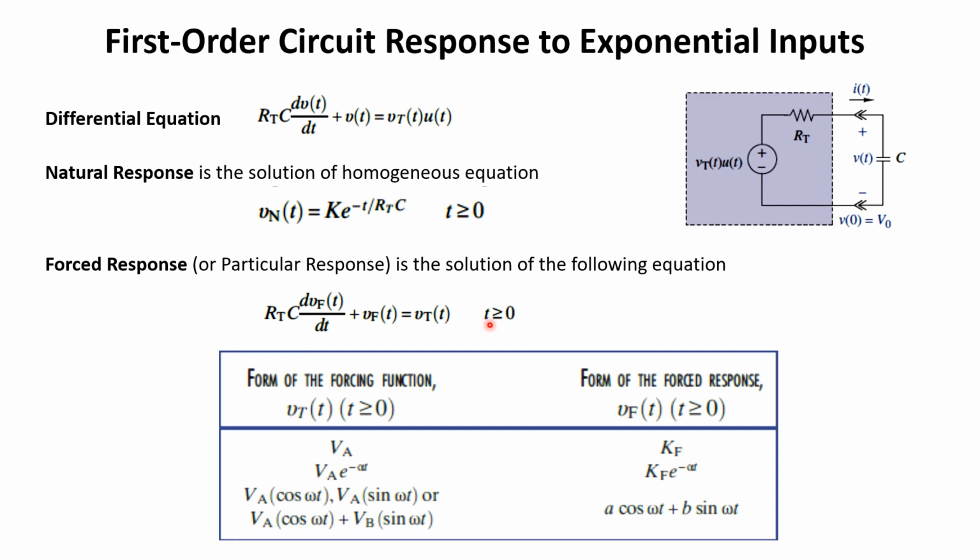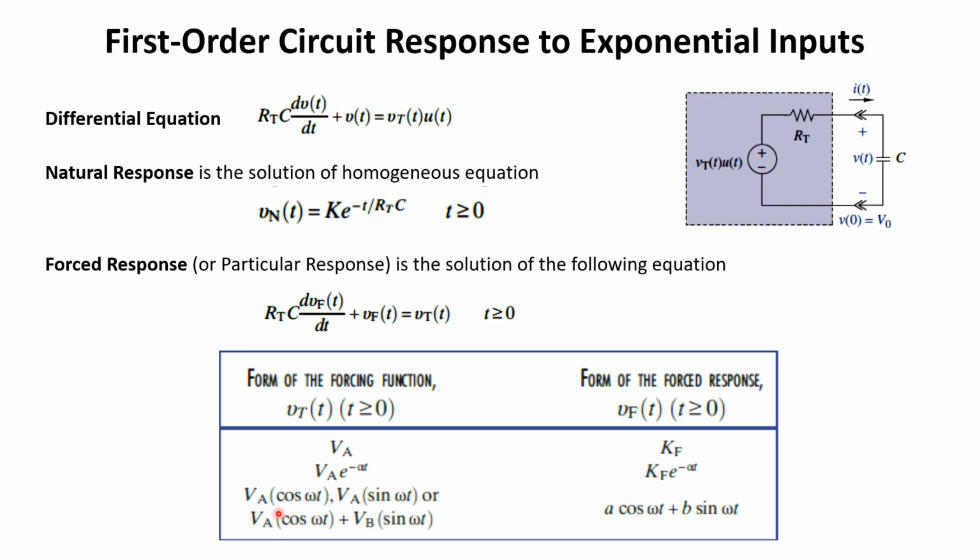Now the forced response will depend on the form of the forcing function. I will repeat again, this is the forcing function. It may be a voltage source, it may be a current source, and then the form of the forcing function. If the forcing function is a constant voltage, VA, the forced response will be a constant. If the forcing function is exponential, the forced response will be another exponential.